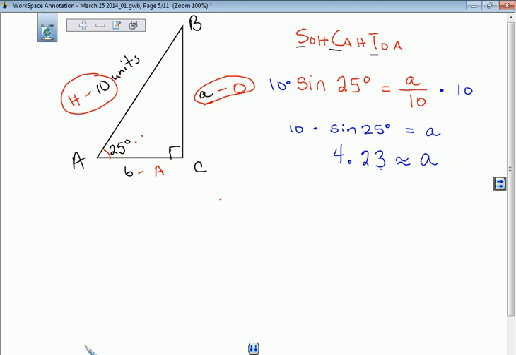Because now to find the other one, to find B, I can go back to the angle I was given, the side I want, and the side I was given. So now I'm looking at this same problem, but from a different perspective. I want side B, and side B is the adjacent side. The side I was given is the hypotenuse. So which trig ratio will I be using? Cosine. So cosine of 25 degrees is equal to adjacent over hypotenuse.